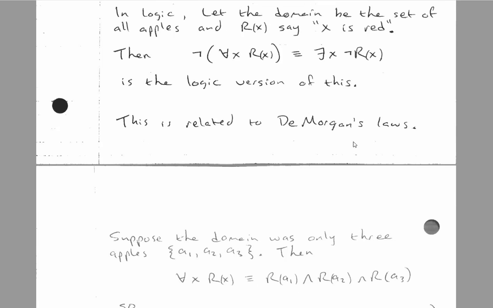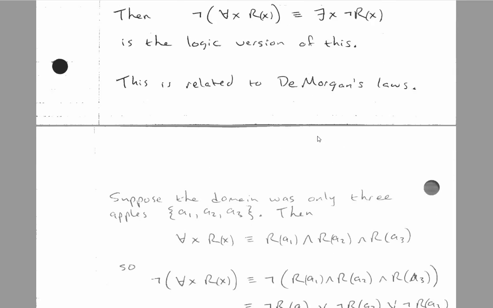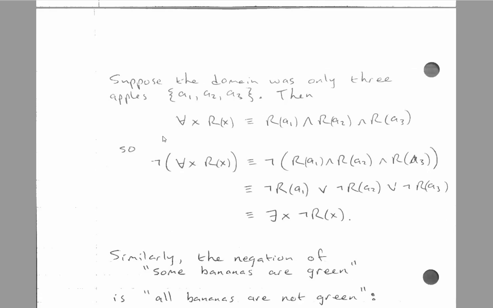And this is related to De Morgan's laws, if you remember. So why is that? Let's say we just have three apples, A1, A2, A3. Then for all x, r of x is equivalent to saying r of A1 and r of A2 and r of A3. So we saw that before, so saying that all these apples are red is equivalent to saying the first is red, the second is red, and the third is red.